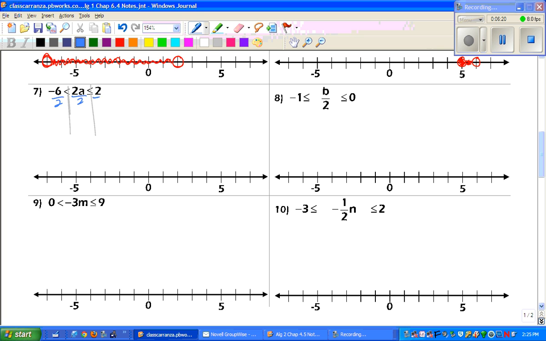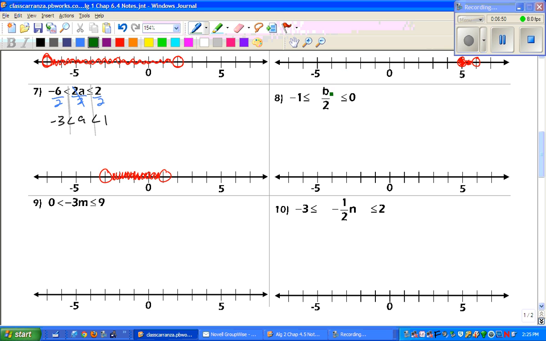Okay, to get the a by itself, we have to divide everything by 2. -3 less than a less than 1. Do we have to flip the signs? No, because we did not divide by a negative. So at -3, we're open, and at 1, we're open. And then we just shade the middle.